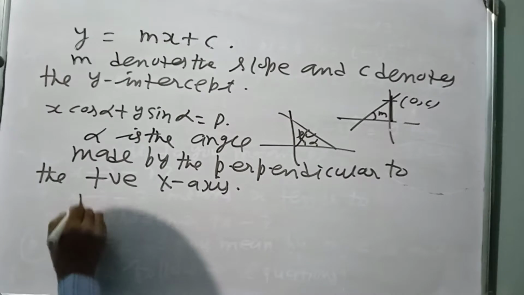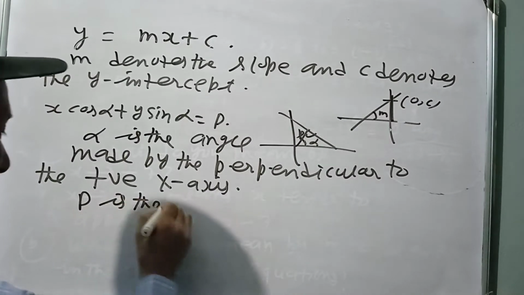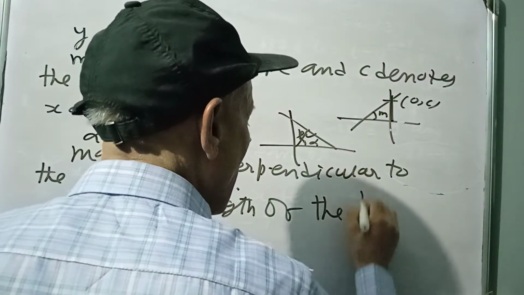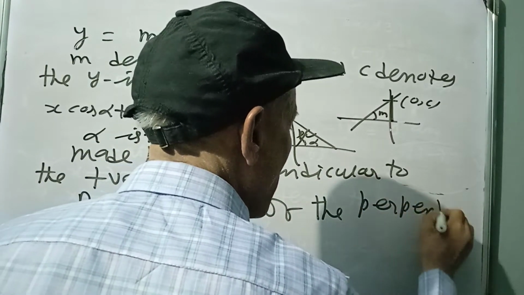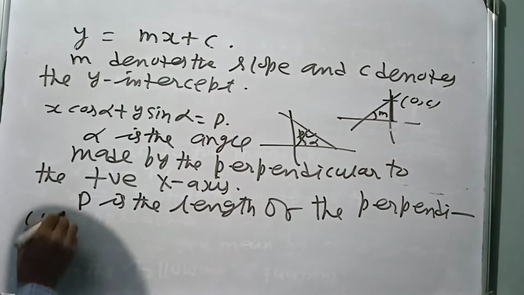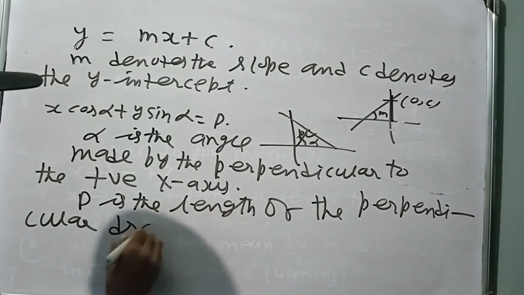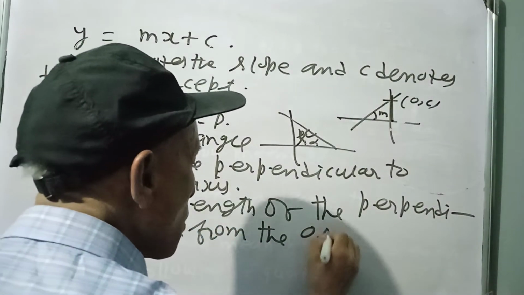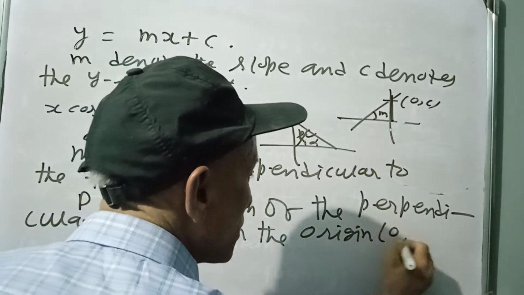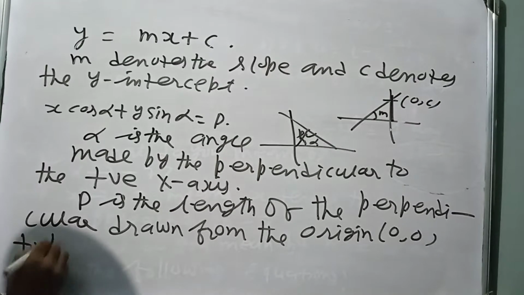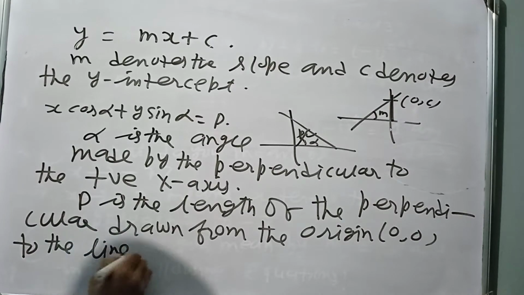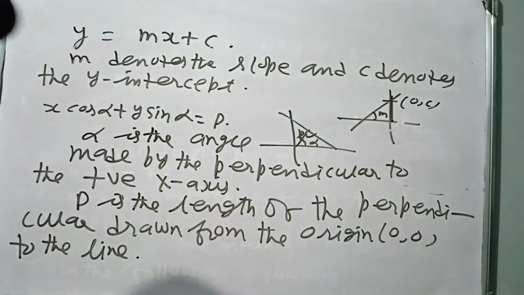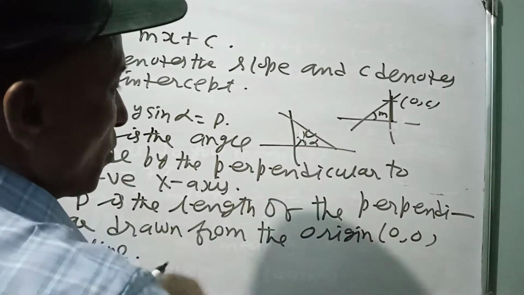And another, p is the length of the perpendicular drawn from the origin. Here origin means 0, 0 to the line. So p for perpendicular, alpha for angle, p for perpendicular.